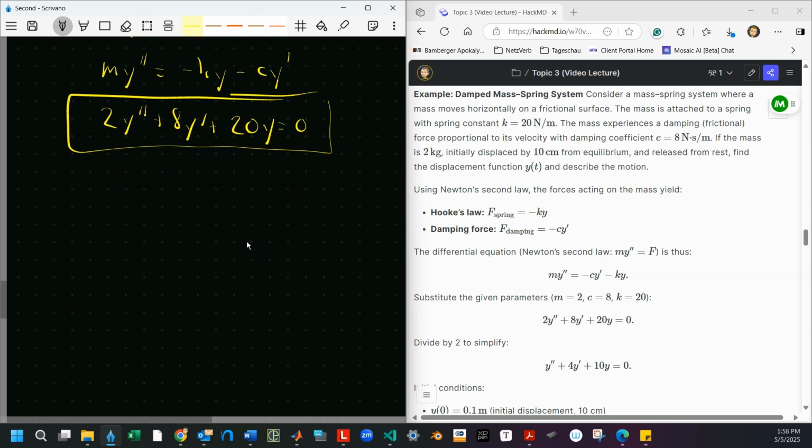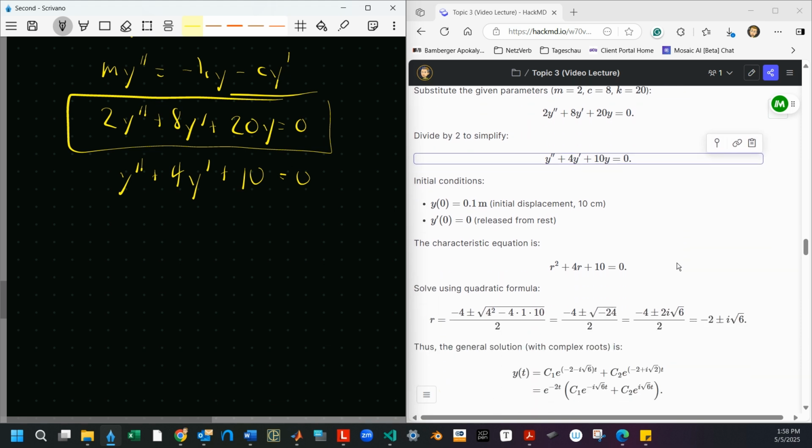Now, in terms of solving this, we can clearly divide out by 2, so we can change this to y double prime plus 4y prime plus 10y equals 0. Now again, this is the same as this operation: D squared plus 4D plus 10, applied to y, gives me that thing up there. It's 0. I just want to factor this now.